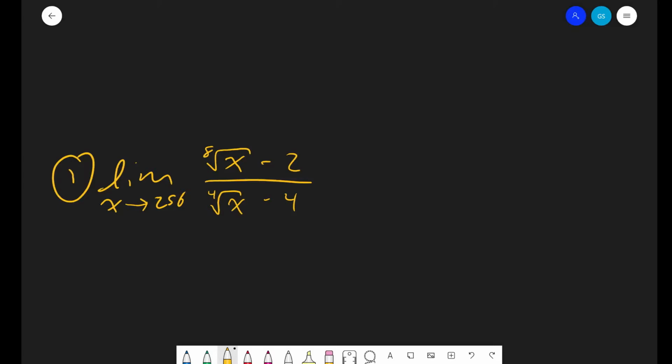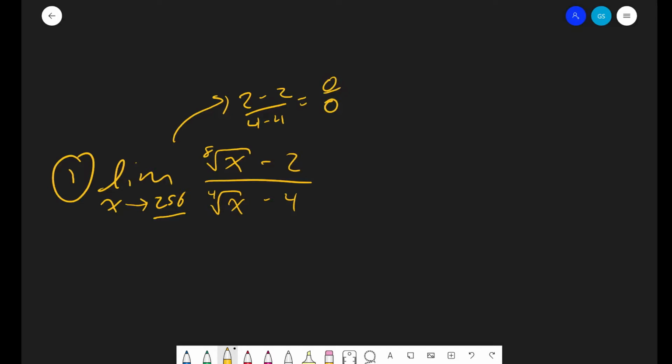in hopes of solving the thing. To begin with, always make sure to check your limits to see if they work out to the indeterminate form. You can sort of tell. So 256, when plugging it into the eighth root of x, gives you 2. So 2 minus 2 in the numerator. 256 under the fourth root of x would give you 4 minus 4, so that gives us an indeterminate value of 0 over 0. So we know we have to do some algebraic manipulation here.